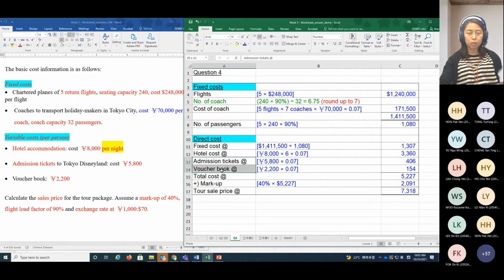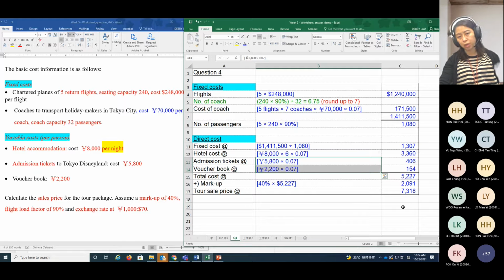So next is the admission tickets and the voucher book. Because each customer has one each. So 5,000 times 0.07 and that is 2,200 times 0.07. So this is the total cost.